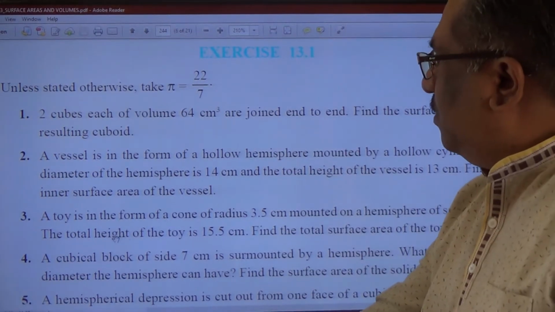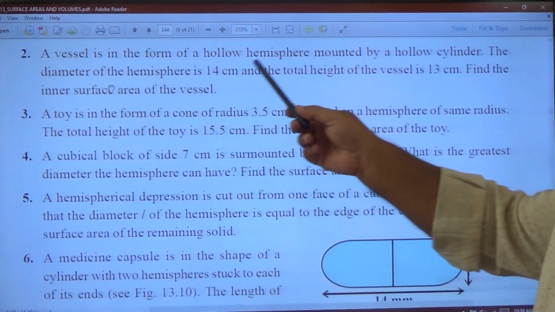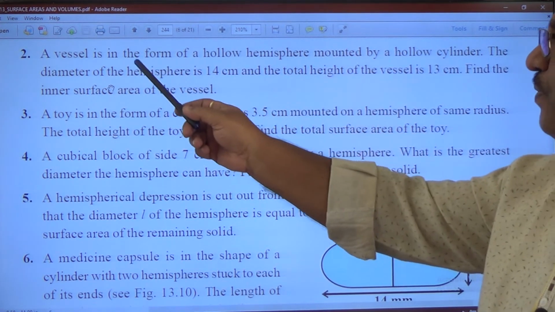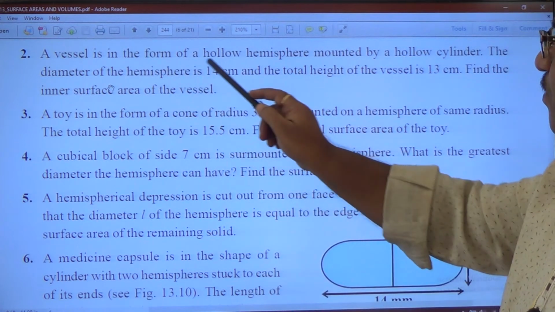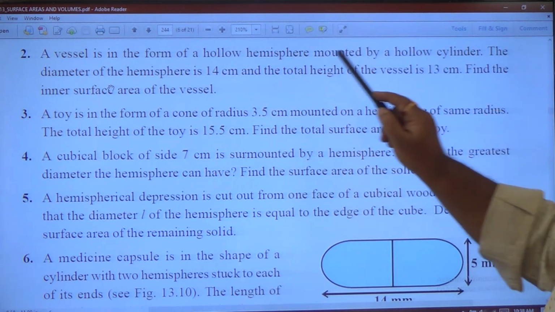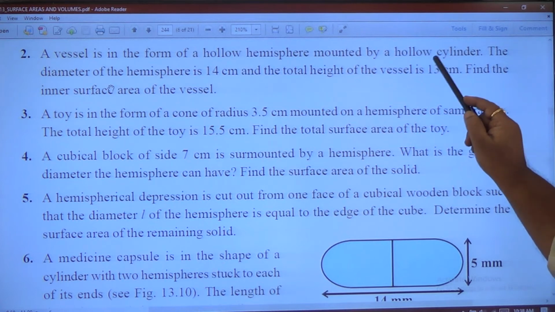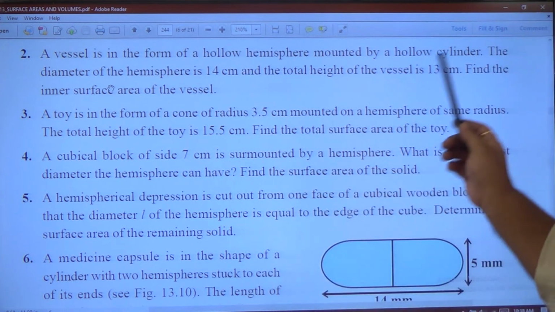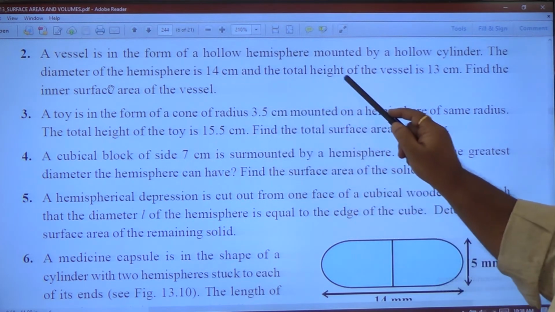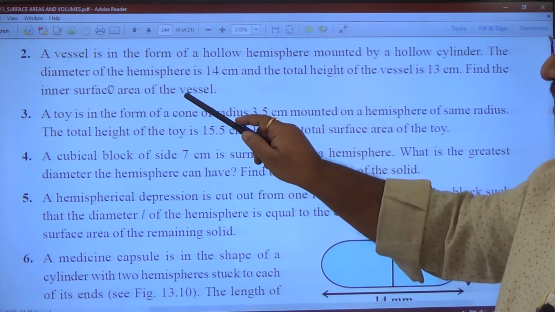Let us solve the second question now. Here it is. A vessel is in the form of a hollow hemisphere mounted by a hollow cylinder. Understand this one. There is a vessel and that vessel is in the form of a hollow hemisphere mounted by a hollow cylinder. Bottom portion is a hollow hemisphere over which a hollow cylinder is mounted, and that is how the vessel looks like. The diameter of the hemisphere is 14 centimeter and the total height of the vessel is 13 centimeter. Find the inner surface area of the vessel.